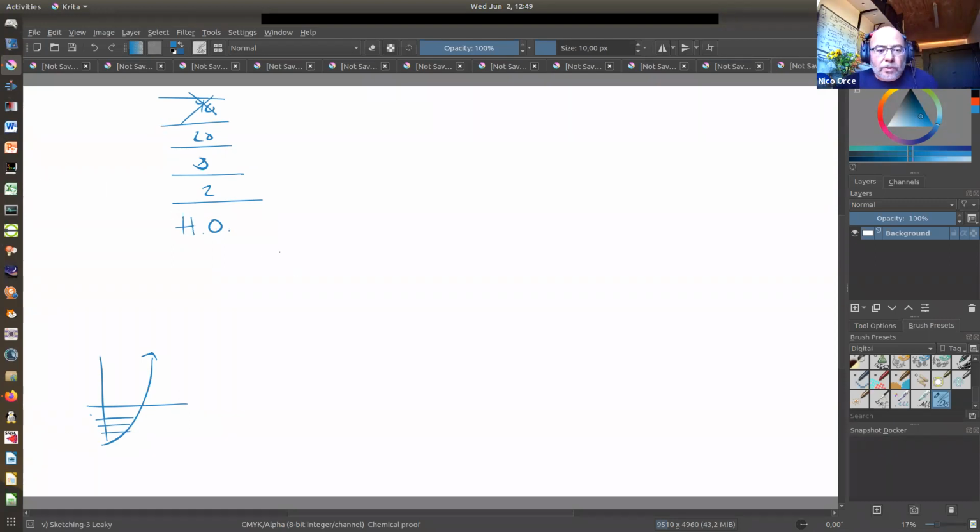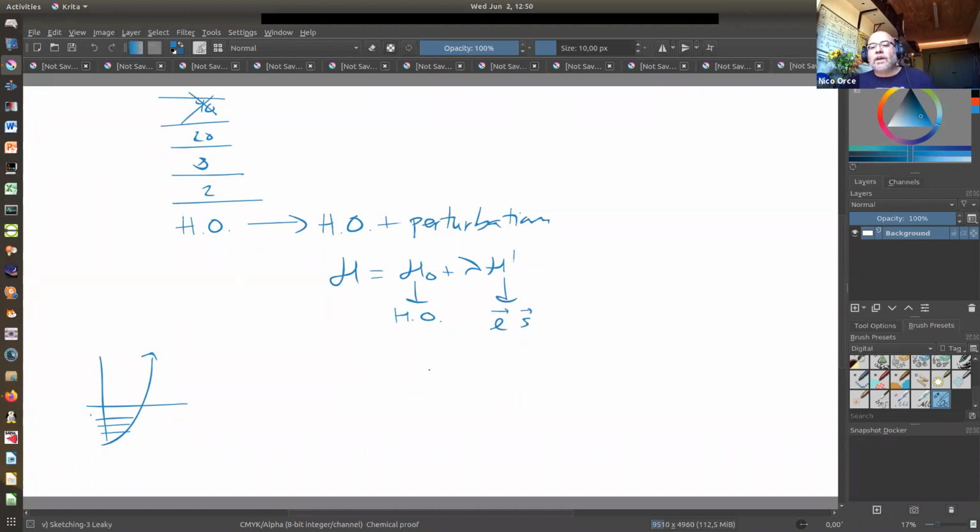So then what we need to do is to apply a perturbation. So the perturbation will come: the harmonic oscillator plus a perturbation. That perturbation will affect these levels in a way that we are calculating right now. So the total Hamiltonian will be H naught plus lambda H prime. This is still the harmonic oscillator, and this is our perturbation, which we are calling Ls.